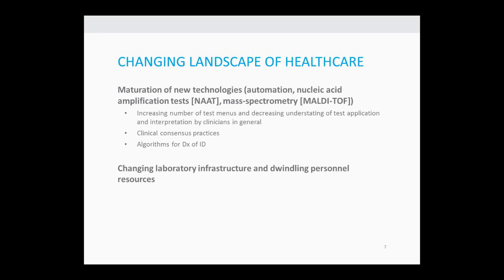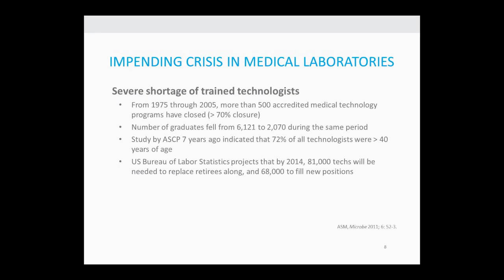Thirdly, changing laboratory infrastructure and dwindling personnel resources is a big, big issue, as we all know in the laboratory. There's a severe shortage of well-trained technologists, and many times we have to train new technologists or technicians initially in the laboratory, which takes a much longer period of time with a lesser amount of actual background. The number of graduates fell from 6,000 to 2,000 during the same period, with 70% closure of schools. And look at what happens at the end. We're predicting that we're not going to have enough people coming out to support all the necessary positions that we will have in laboratories.